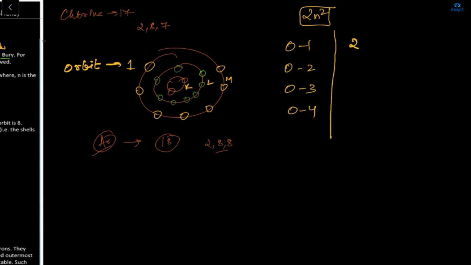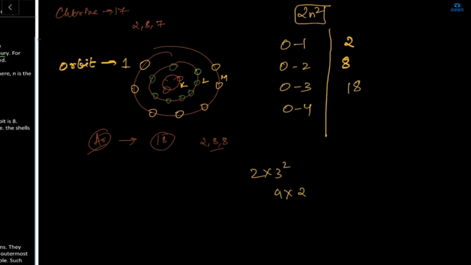In the second orbit, 2 into 2 squared, that is 8. Third: 3 squared is 9, into 2 is 18. For the fourth, 2 into 4 squared, 16, is 32. So just like that it will go.